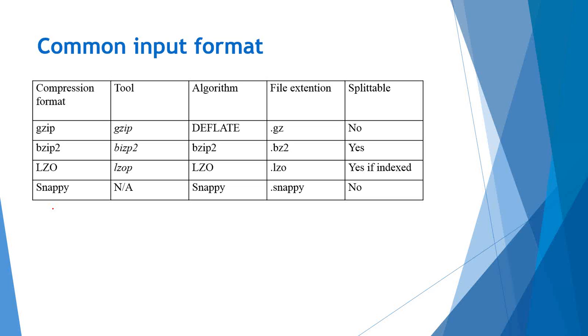LZO and Snappy do not achieve high compression as compared to gzip and bzip, but they are faster because they are not compressing your data to such an extent. They normally compress your data by 30 to 40 or 50%, based on your data and also on your compression algorithm. But the interesting thing you should look at over here is splittable. So now can anyone tell me the benefit of using bzip over gzip? My bzip is splittable, however my gzip is not splittable.